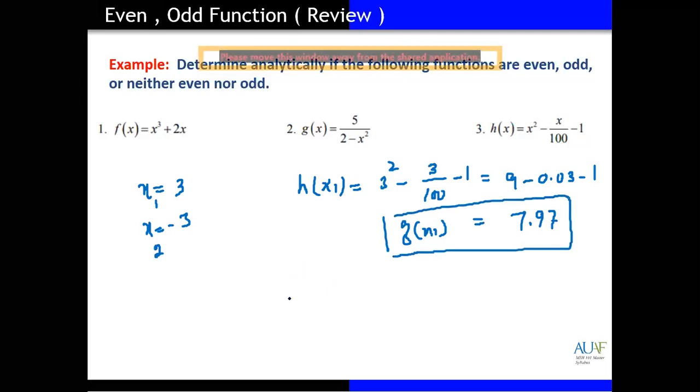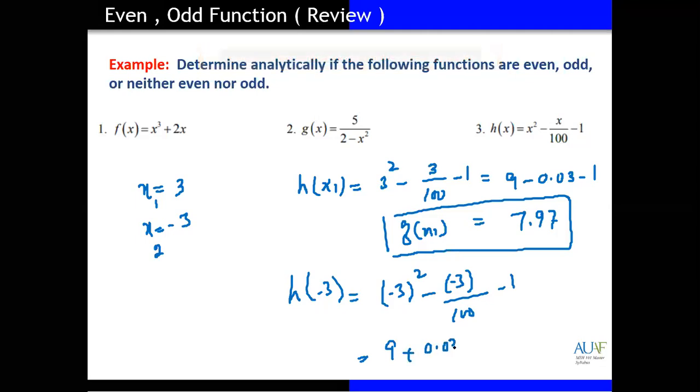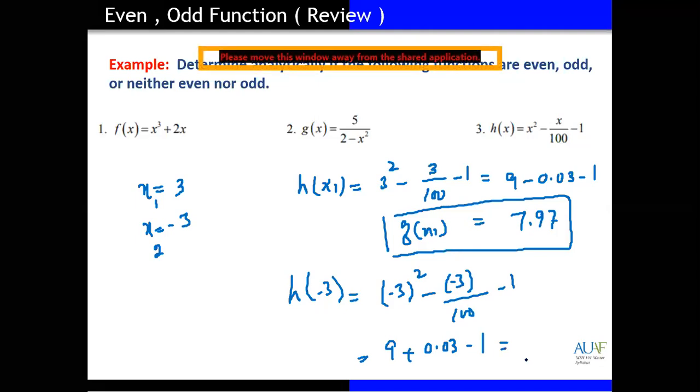And what about g of x2? So x2 is minus 3. Again we have x square, so minus 3 square, minus 3 divided by 100, minus 1. So we have minus 3 square, plus 9, minus multiply with minus equal to plus, 3 divided by 100, 0.03, minus 1. So this one equal to what? First 8.9 with 0.03, then subtract 1, so 8.03.